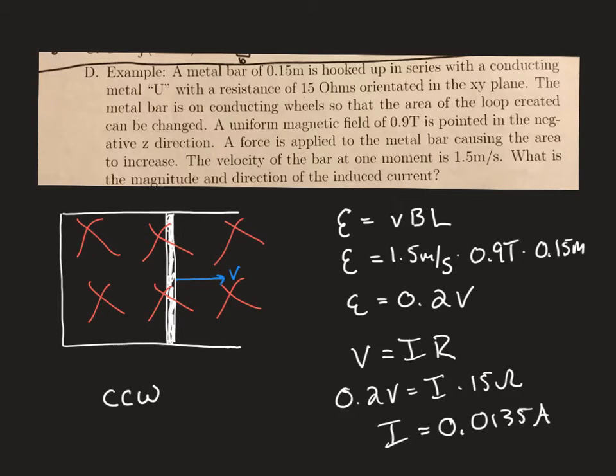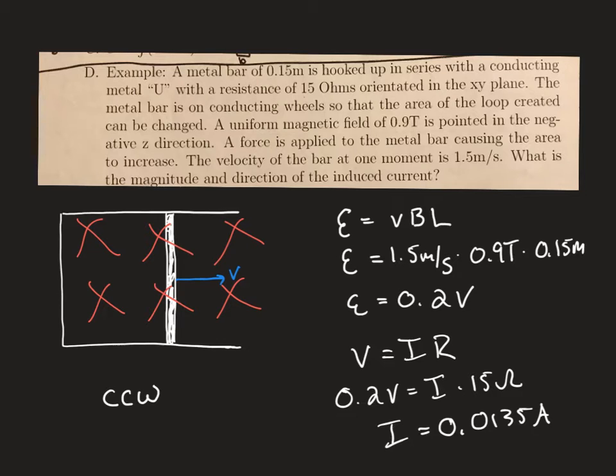Alright, so in this example problem we have a metal bar that's 1.15 meters long. And it's hooked in series with the conducting metal U that we have represented here. And this U has a resistance of 15 ohms.